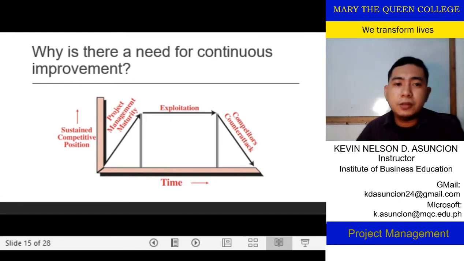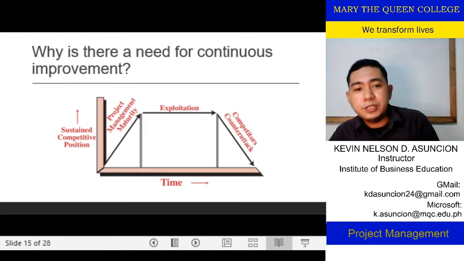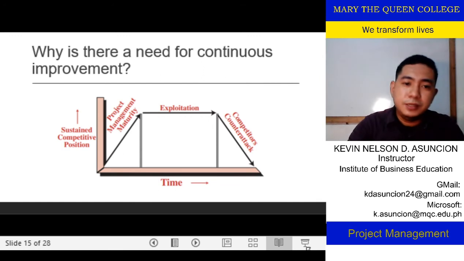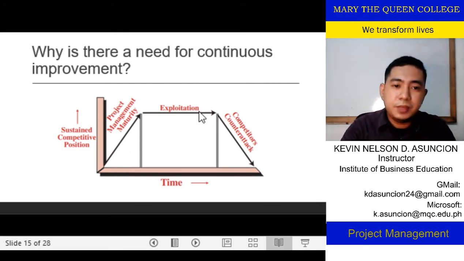Okay, so why is there a need for continuous improvement? Take a look at this part of the presentation. This talks about the sustained competitive position and the time horizon. So as soon as the project matures, you need to exploit it.